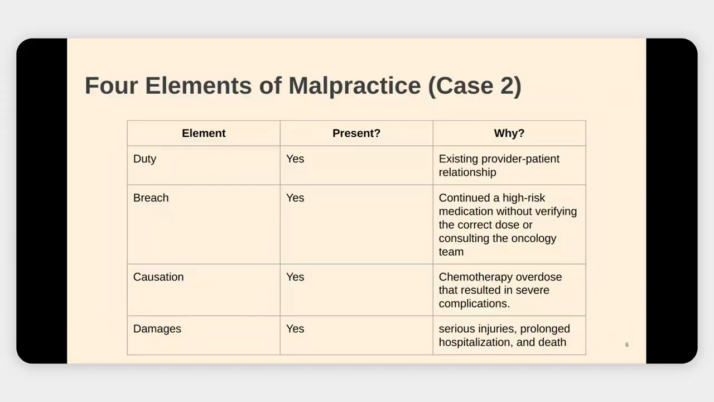Again, all four elements of malpractice were clearly established. Duty existed because the nurse practitioner had accepted responsibility for the patient's care. A breach occurred when chemotherapy was continued without verifying the medication's indication, dosage, or schedule, and without consulting the oncology team. Causation was established because the medication overdose directly caused multiple life-threatening complications that significantly shortened the patient's life. Finally, damages included severe physical injury, prolonged hospitalization, loss of quality of life, and premature death. Together, these findings supported the malpractice claims and subsequent settlements.